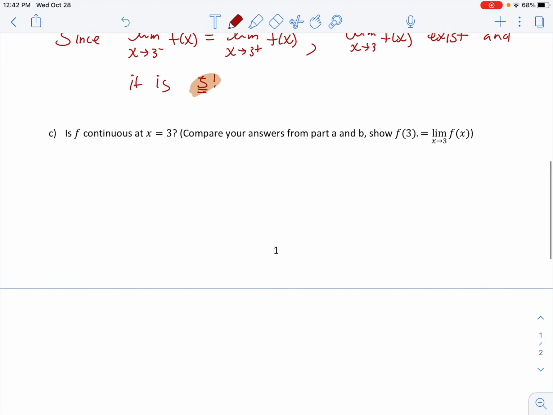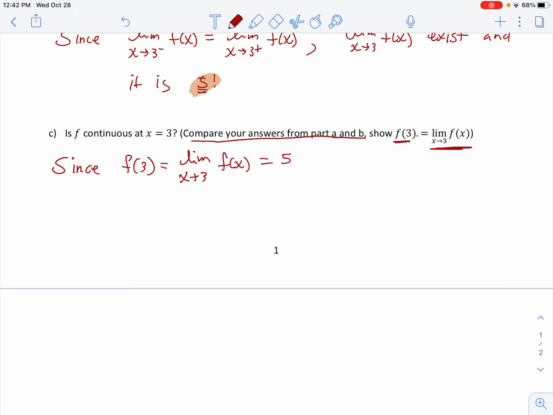So the question is asking, is f continuous at x equals 3? And I'm telling you, compare your answer from part A and B. Show that f of 3 equals the limit at 3. And we just saw that they're both 5, right? So I'll go ahead and say it. Since f of 3 equals the limit at 3, and they're both 5, f is continuous at x equals 3.